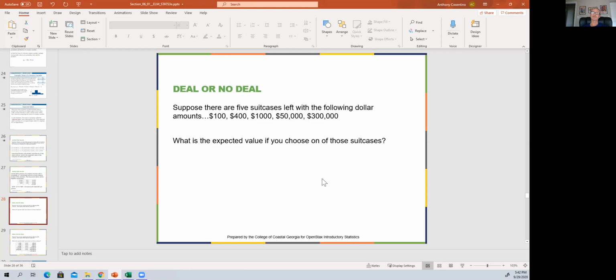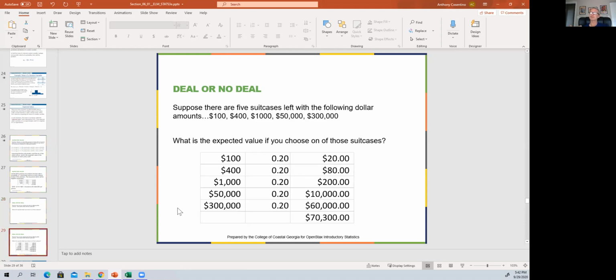So the first thing you've got to realize is the probability of each one of those cases occurring is exactly the same. It's kind of like rolling a dice or flipping a coin. And so we have 5 cases left. So the probability of each one of those cases, if you had one of those 5, would be 1 out of 5, or 20%. So the way you set this up, again, is in table format.